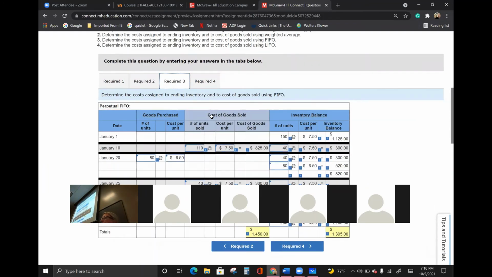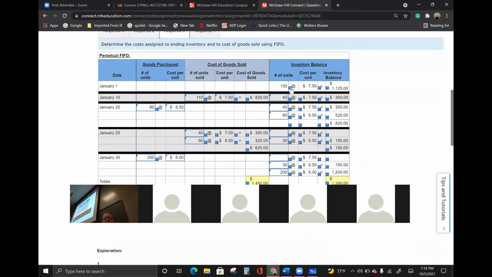Okay, we're going to look at first in, first out. We're starting with 150 units at 750. We're selling 110. Well, what do I have to pull from? Just that one batch, right? So I'm going to pull out of that, so I'm using my 750 cost. I have 40 remaining.